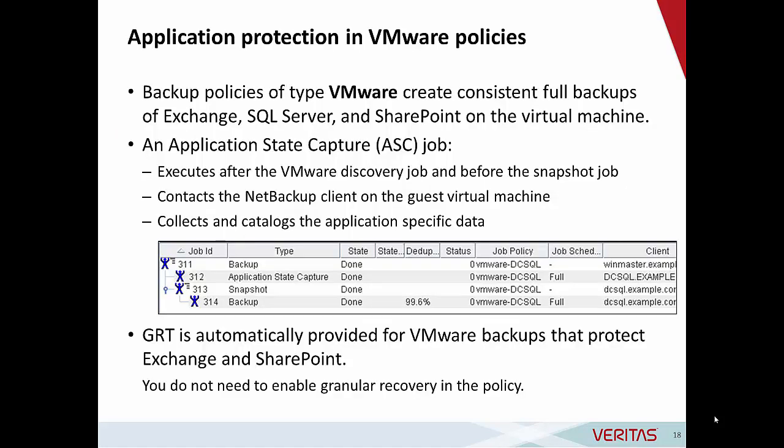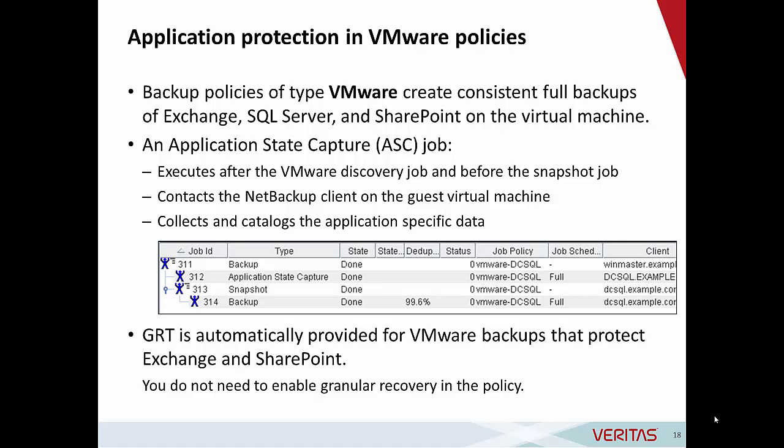Here's an example of what goes on during application protection when VMware policies run. Now remember, the idea here is to create consistent full backups of the application. And so what's going to happen is the NetBackup client on the virtual machine is going to take a snapshot of the app. And that's going to happen before the VADP snapshot of the virtual machine takes place. So what you actually have here basically is a snapshot inside a snapshot.